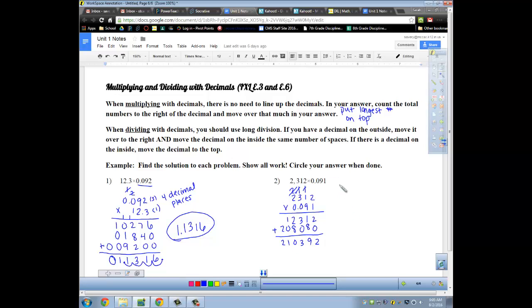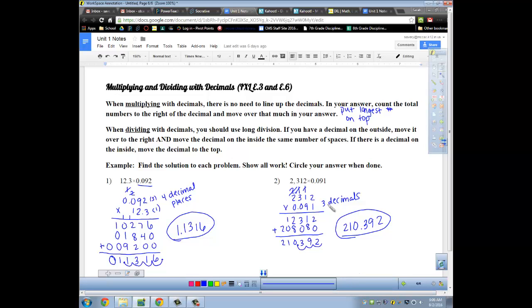So now I need to figure out where my decimal is going to go. So no decimals here, but I had 3 here, so 3 decimals. So start at the end, move it over 1, 2, 3 times to get 210.392.